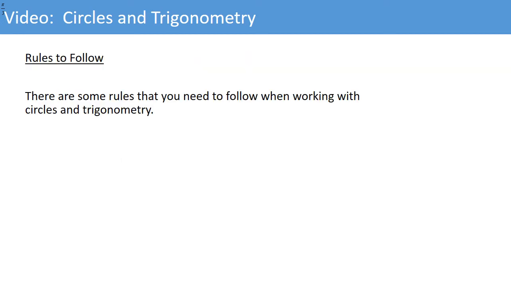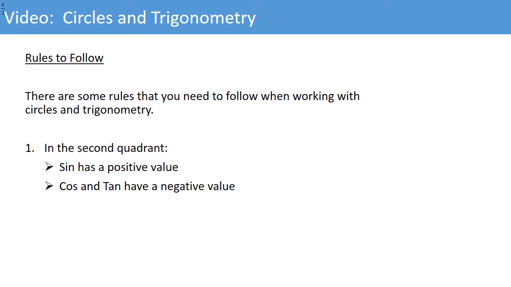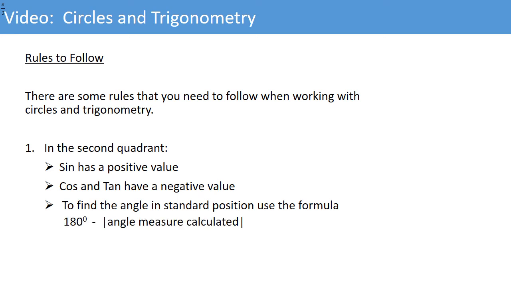There are some rules that you need to follow when working with circles in trigonometry. In the second quadrant, sine has a positive value. Cos and tan have a negative value. To find the angle in standard position, use the formula 180 degrees minus the absolute value of the angle measure calculated. This means if it's negative, you will put it into positive format.